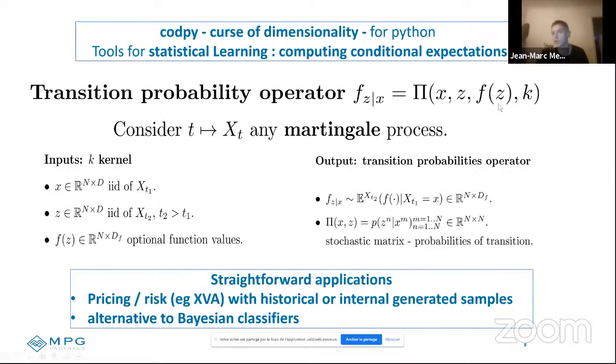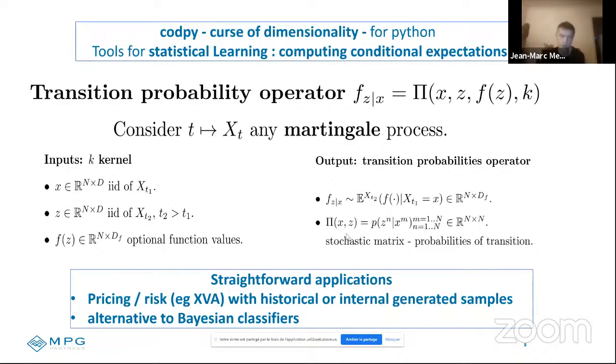F to Z here is a totally optional function value, and you have a kernel. If you input X and Z, what you will obtain in output is a matrix, a stochastic matrix more precisely. I'm not sure that you're familiar with this kind of mathematical object. It's just a positive matrix, which means that each term is positive, and sums on each line are equal to one. These mathematical objects are very interesting in the finance area because they represent the probability of transition from one state to another. So they are very widely used in the finance area. So I will give you some examples.